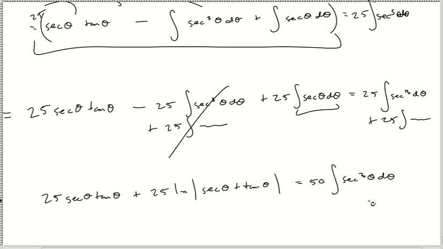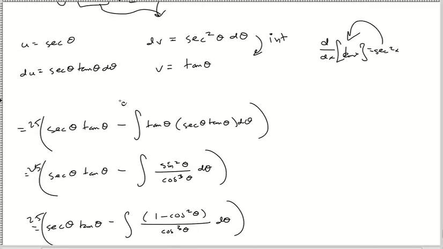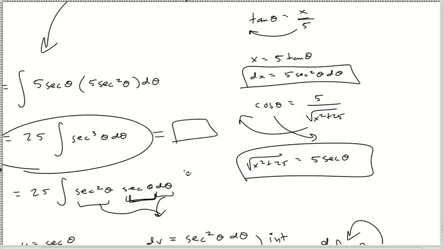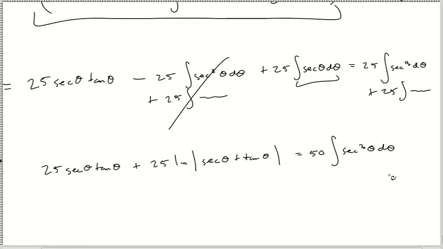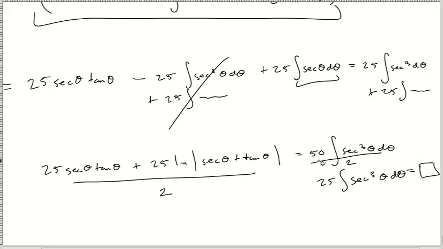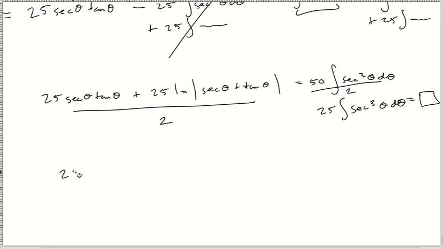Now, pause for just a minute. What I really want in the end is 25 integral of secant cubed. I need this side to end up looking like that to solve for my answer. What am I doing to the 50 to get it back down to 25? Oh, minus 25? No, you just did that. So what else can you do? You cut it in half, don't you? So I'm going to divide by 2 on both sides. Now these guys make my 25. That's what I wanted. But over here now should be the correct numeric answer.